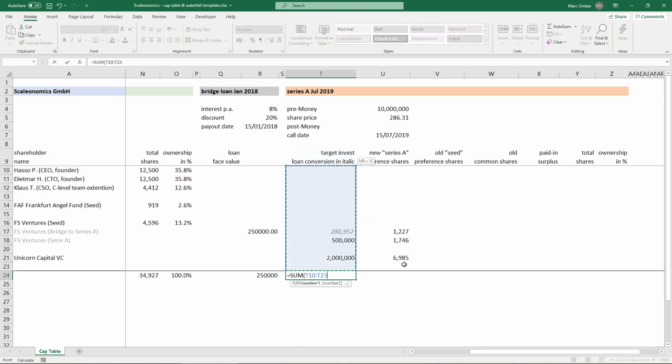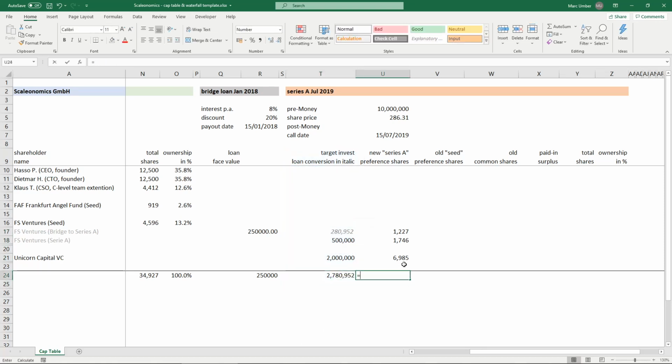Let's make the rest for completion. Okay, so this is the new share class of Series A shares. We will call them preference shares, because it comes with certain investor rights, such as now a 1.5x liquidation preference, which is different from the old seed shares that already had a liquidation preference, but only 1x. Okay, let's assemble the table.